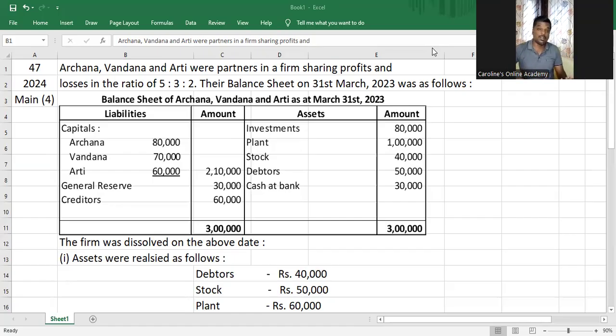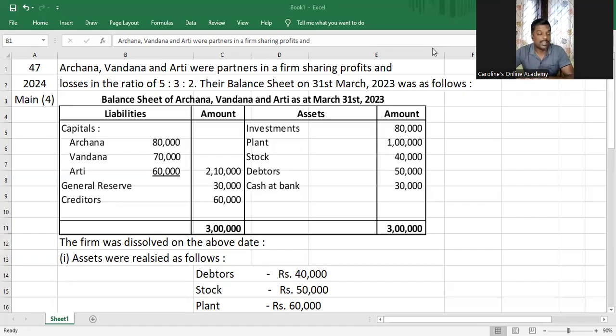We will be coming across all different kinds of adjustments that are usually asked in the exam for realization account, because we're going to be solving all the questions from the previous year question papers and sample question papers on realization account. So if you just listen to these videos, you should be able to tackle any realization account problem that you might come across in the examination.